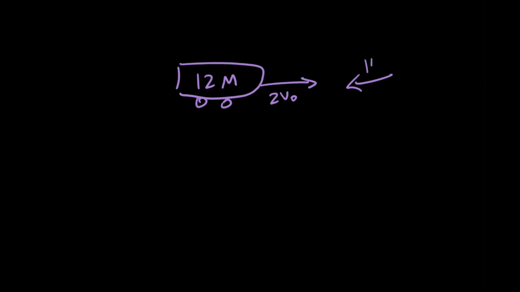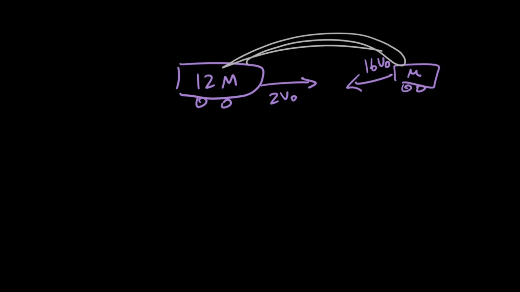Let's take a look at another example in which the carts actually stick together after their collision. Let's say we have a cart of mass 12m that is headed in the positive direction at a speed of 2v naught. We have another cart that's headed at a speed of 16v naught with a mass of just m. We want to use the same principles after they stick together. What is the velocity of the total conglomerate of these two stuck together?